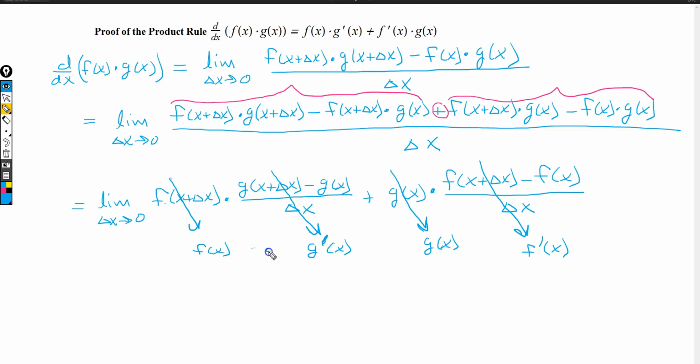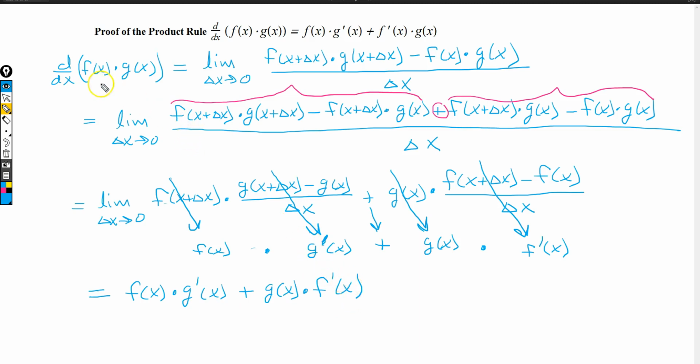So what we have here now, you see these two are being multiplied, these two are being multiplied, and that addition symbol comes down right here. And look at what we end up with. We end up with f of x times g prime of x plus g times f prime. And that is exactly what we wanted to end up with.